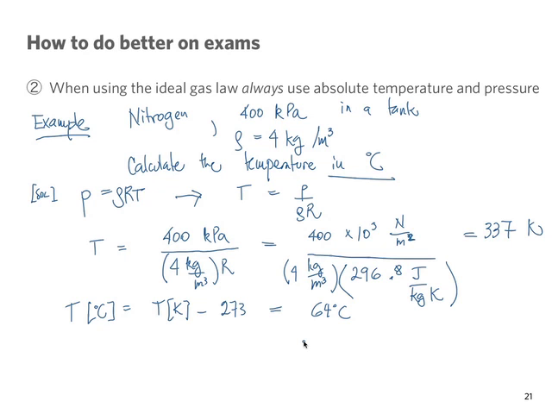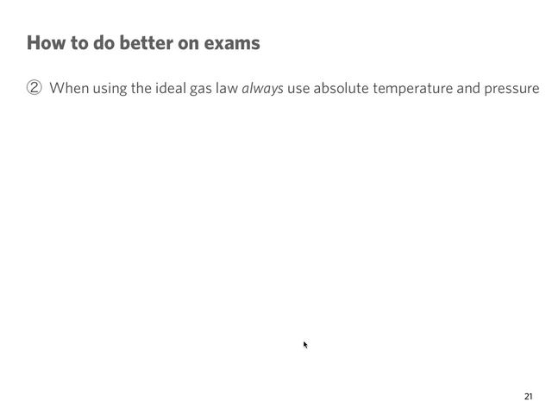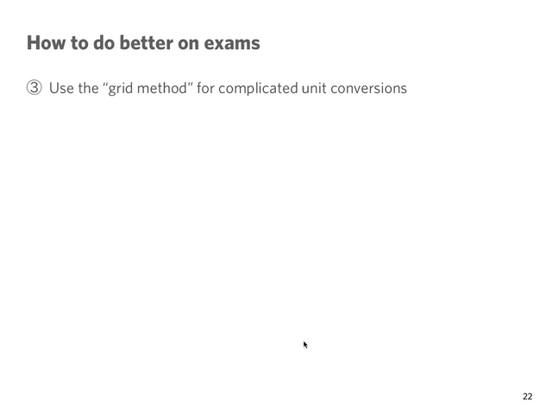And one more example of this. Oh no, another rule, another tip on how to do better on exams, and another example to go with it. This other tip is to use the grid method for complicated unit conversions. How is that? So for example, we have the following problem.